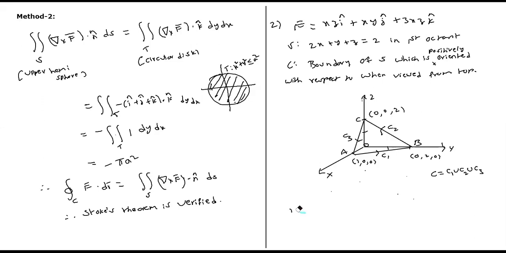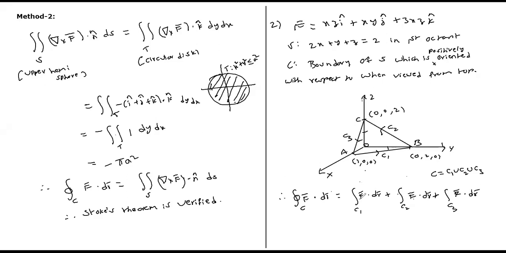So integral over C. C1 is a straight line joining A and B, which lies in the XY plane. C2 is a straight line joining B and C, which lies in the YZ plane. C3 is a straight line joining C and A, which lies in the XZ plane. Therefore, the integral over C of F bar dot dr bar is equal to the integral over C1 of F bar dot dr bar plus the integral over C2 of F bar dot dr bar plus the integral over C3 of F bar dot dr bar.